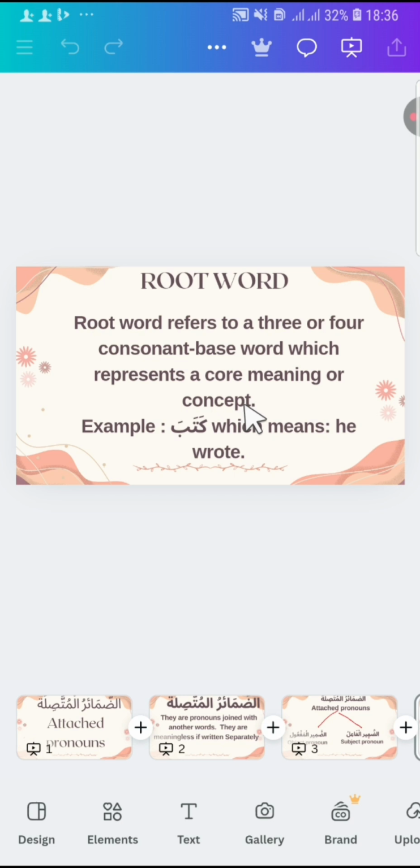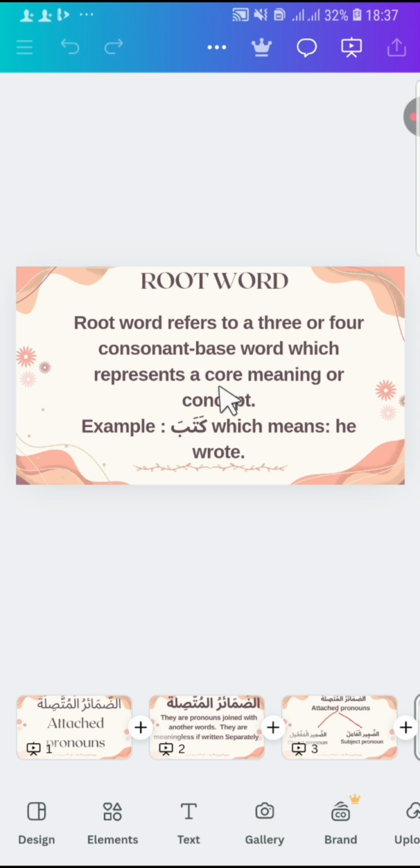we need to know that in Arabic, as in all languages, all words have roots, because words change from one form to another. Root words refer to three or four consonant-based words which represent a core meaning or concept. In the Arabic language, root words always consist of either three letters or four letters.